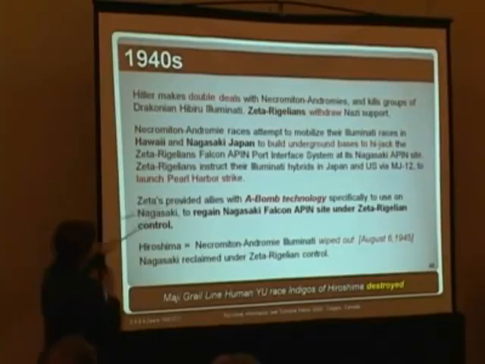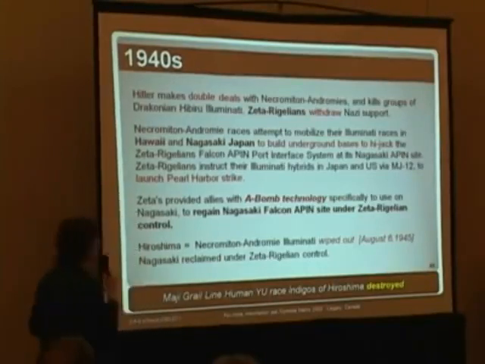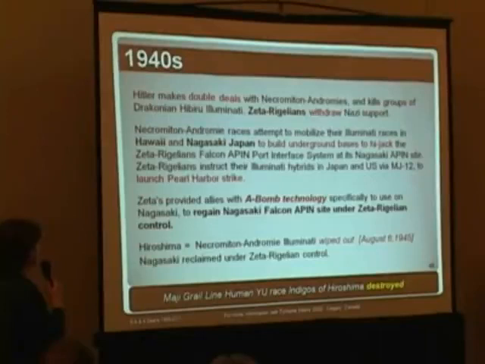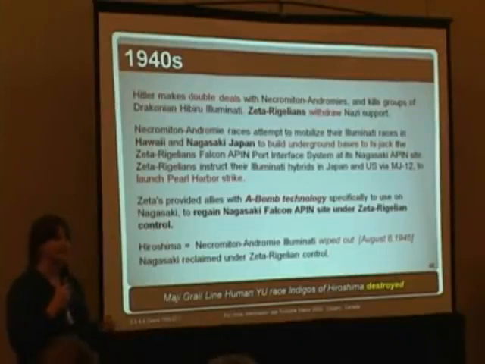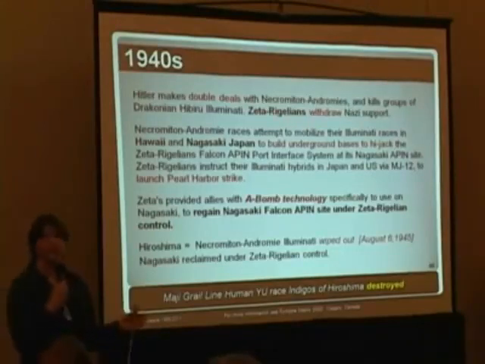So now the Zetas provide the Allies with the A-bomb technology. The Allies, that would be us, here anyway, specifically to use on Nagasaki to regain the Nagasaki Falcon APIN site under Zeta Regalian control. So all the stuff that's happening on a political level, all the stuff that's happening in different cultures, all has to do with which APIN system who is going to get control of. Okay? Because if you remember when I was talking in the very beginning of the presentation, with the APIN systems, you can create Stargate travel, you can create climate stabilization, or you can control the weather, whichever you're choosing to use the APIN system for.